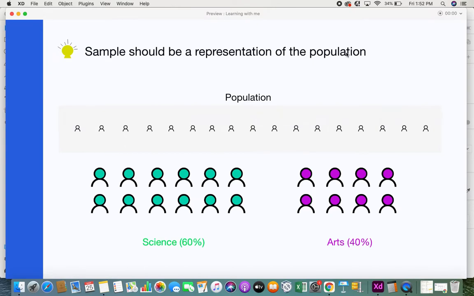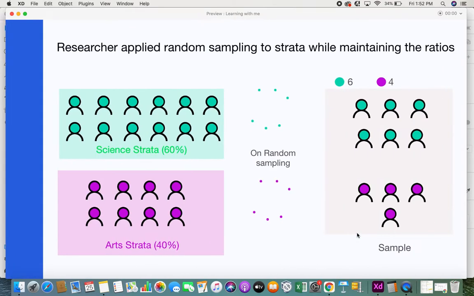So now when you're doing this analysis, the researcher comes to know that there are 60% of students who have graduated from science degrees and 40% of students who have graduated from the arts degree. So this is your composition. After getting this composition and dividing them into strata, the researcher applies stratified sampling. So now you have the science strata of 60% of students, and the arts strata of 40% of students.